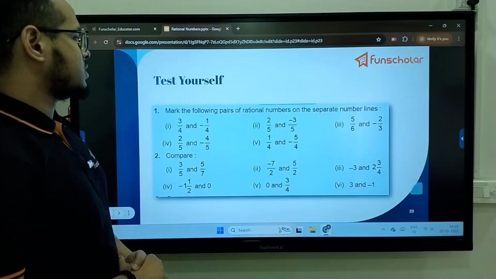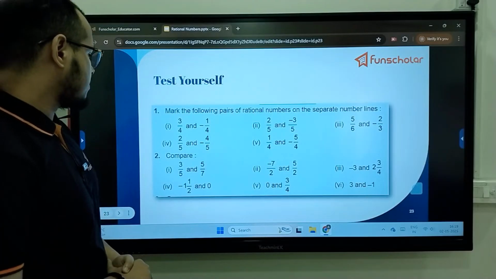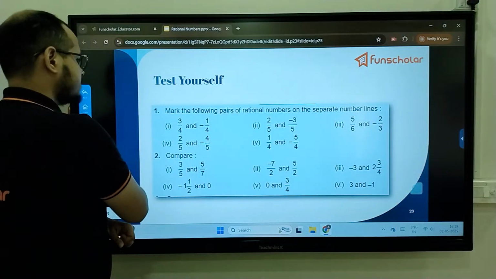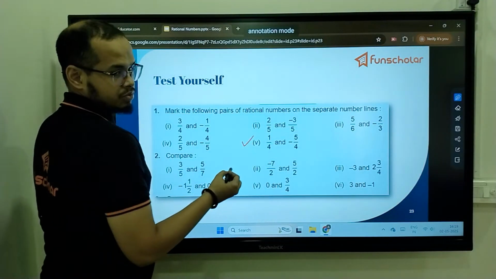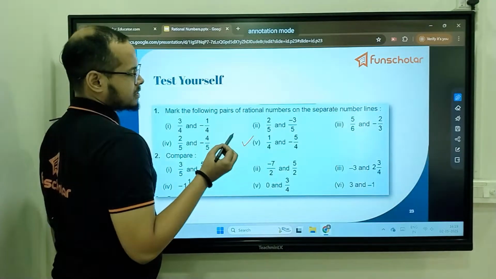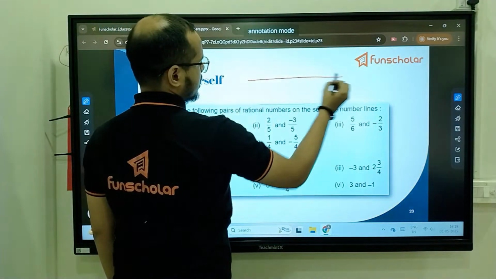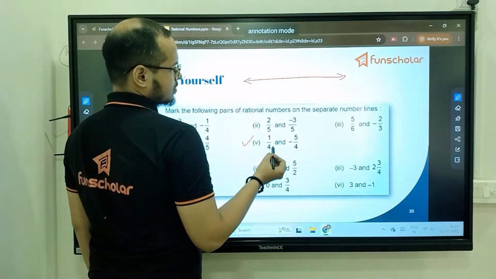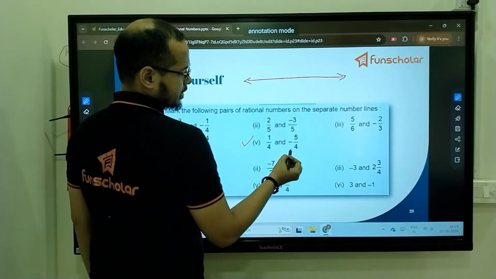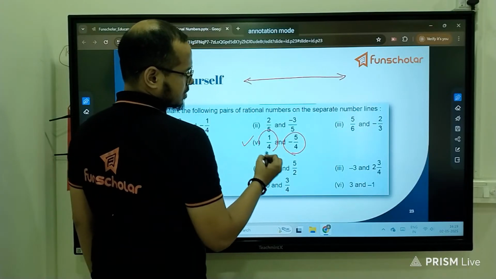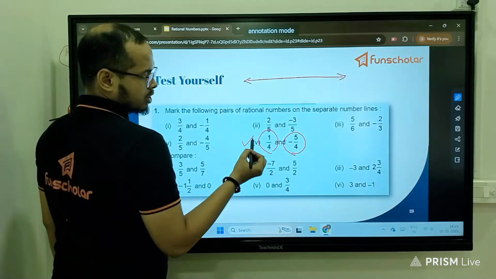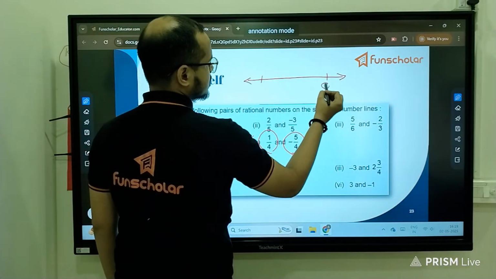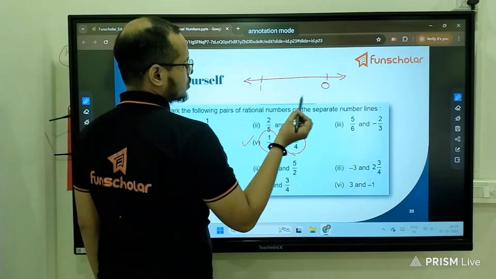Mark the following pairs of rational numbers on separate number lines. I'll be doing some sums here. Let's mark number 5 so that you can do the others and practice it. First, we'll draw a number line. The denominator is 4, so it is minus 5 by 4 and 1 by 4.